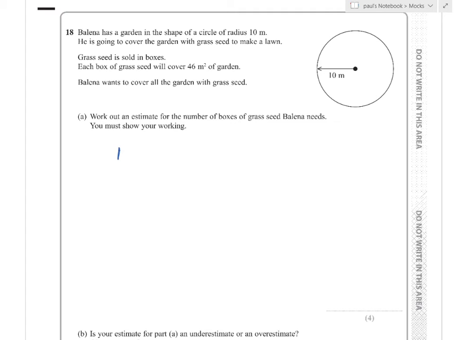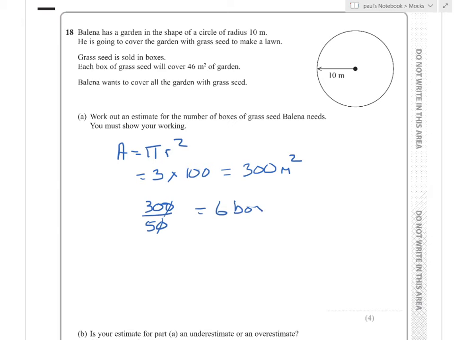Estimate. So the area equals pi r squared. Now I'm going to use pi as 3 times r squared, which is 100. So this equals 300 meters squared. And each box covers 50. So if we do 300 divided by 50, 5 into 30 goes 6. So 6 boxes. 6 boxes for question number 18.